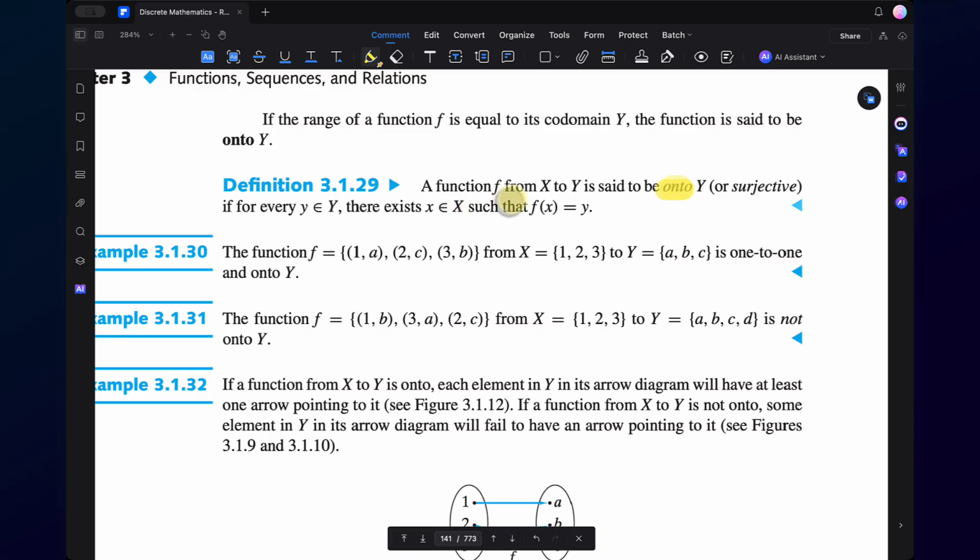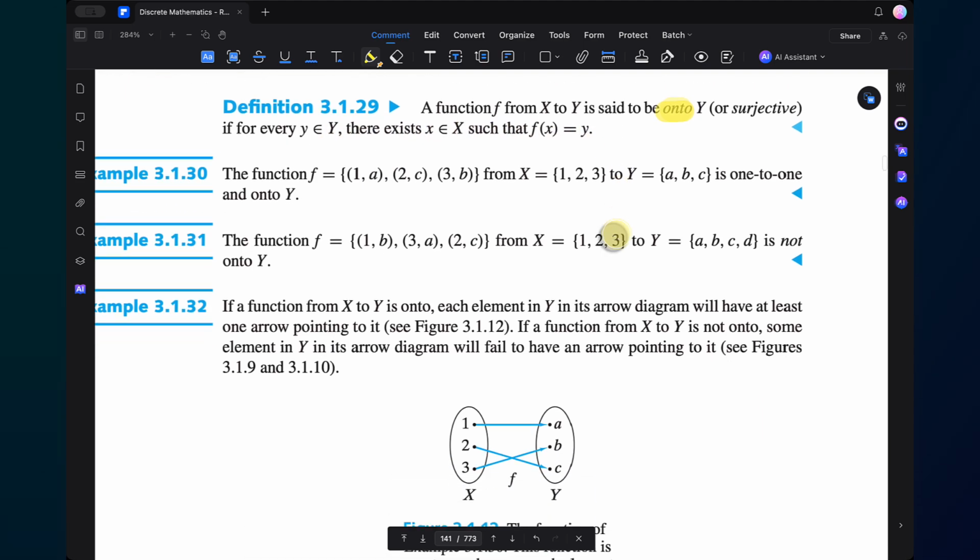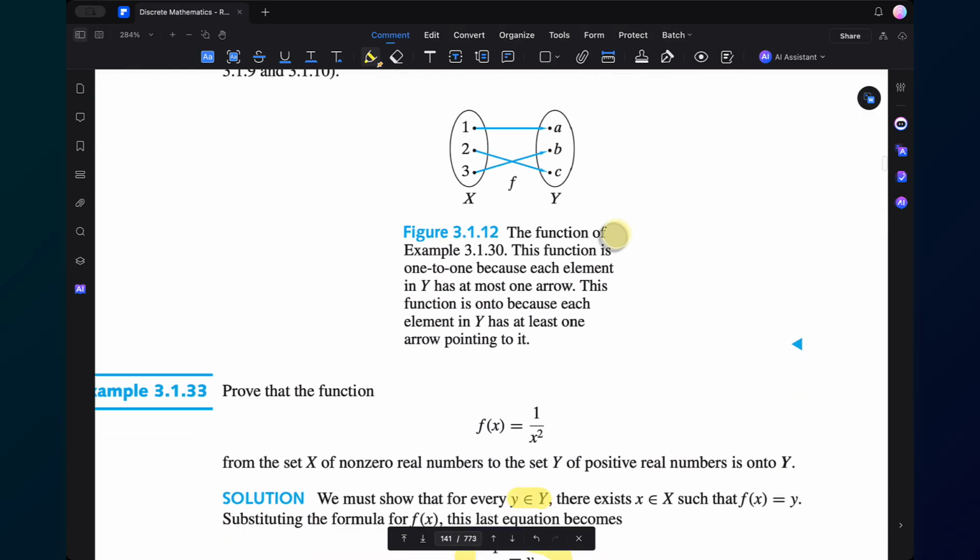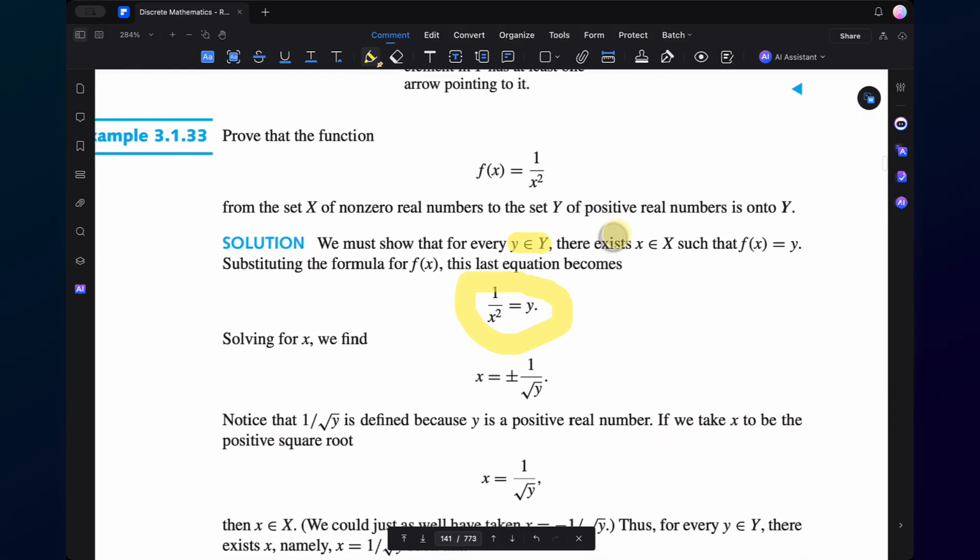A function f from X to Y is said to be onto Y if for every y in Y, there exists an x in X such that f(x) = y. Okay, very familiar to what you've done before. Let's do this example here.